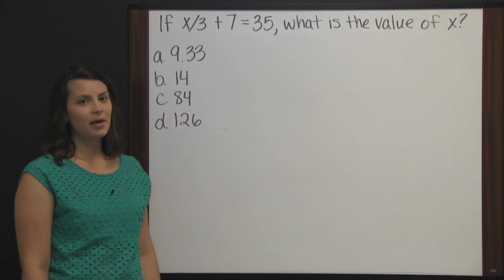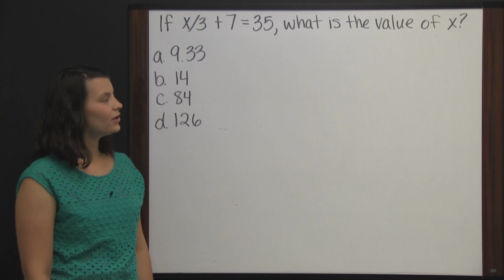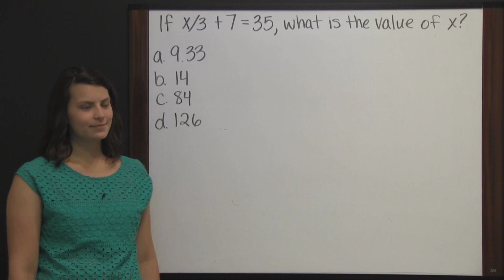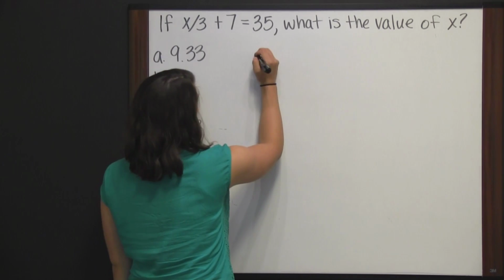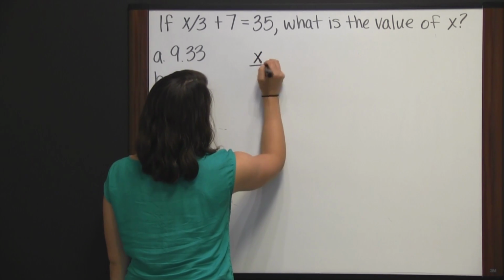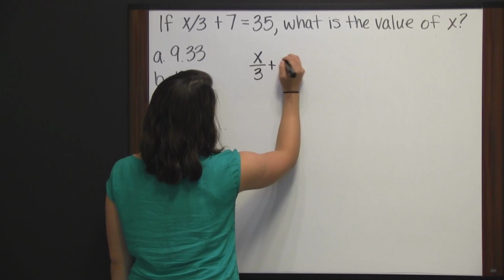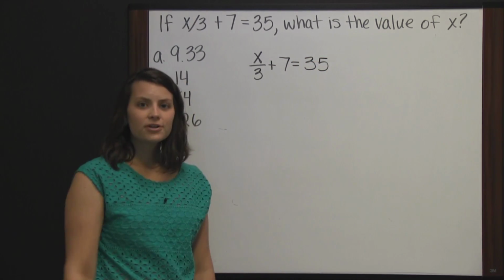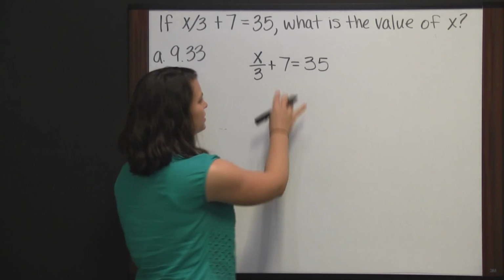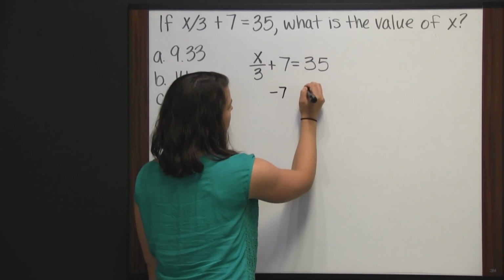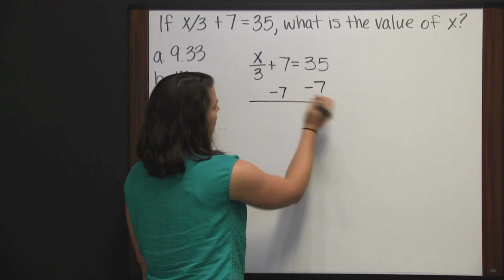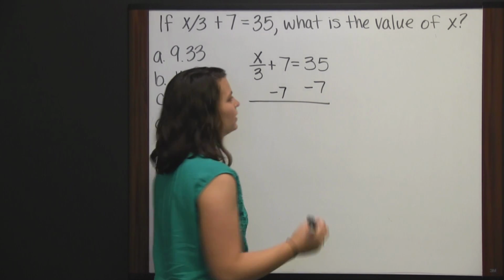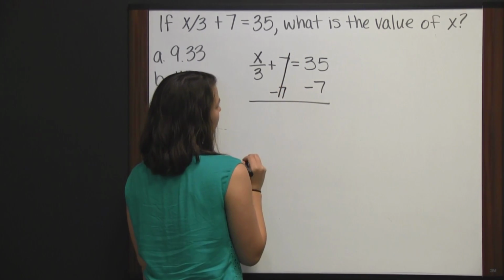If x divided by 3 plus 7 equals 35, what is the value of x? I'm going to start by writing this problem. X divided by 3 plus 7 equals 35. The first thing we want to do is subtract 7 from both sides, because a positive 7 and a negative 7 are additive inverses of each other, and they cancel.